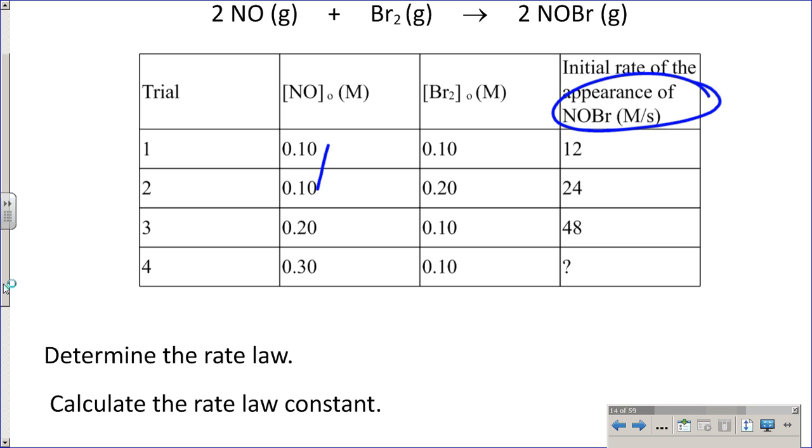Okay, so go ahead and tell me. Trials 1 and 2, something is constant. What's happening here? They're doubled. So stick with it. Yeah. Once you find the constant one, go find the ones changing. What's happening here? Okay, so that's doubled. So what is this X here? 1. Right, so this is first order. So bromine, first order.